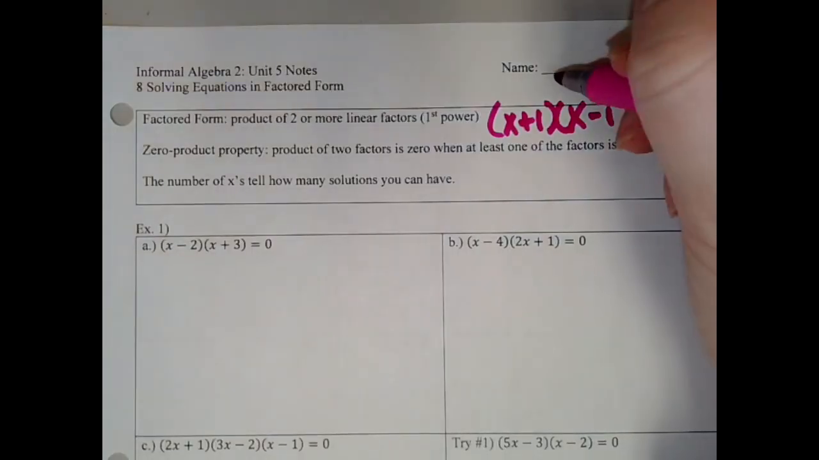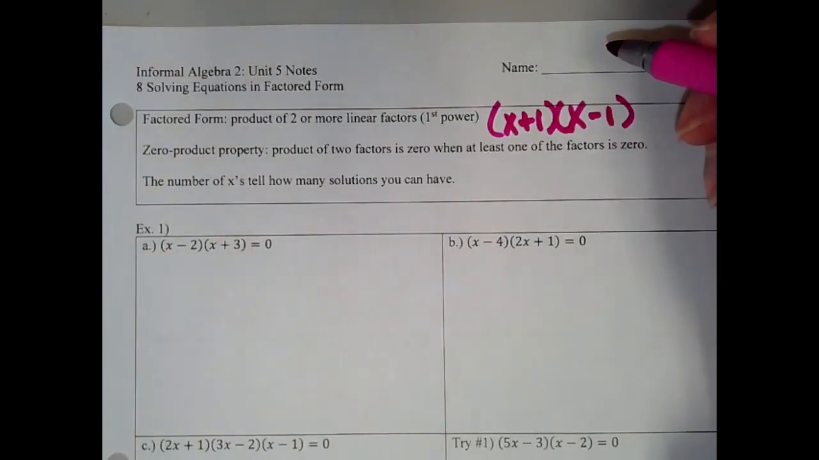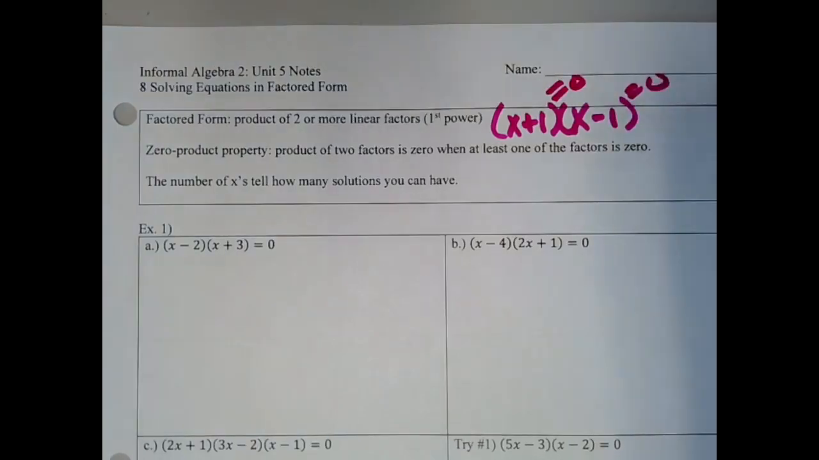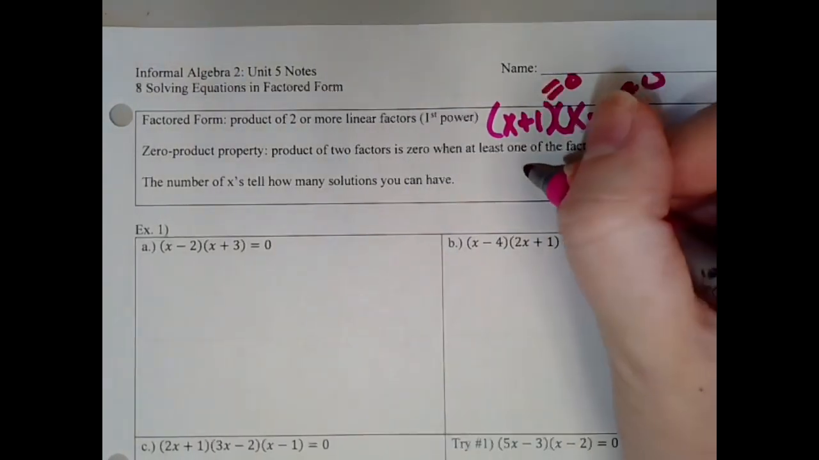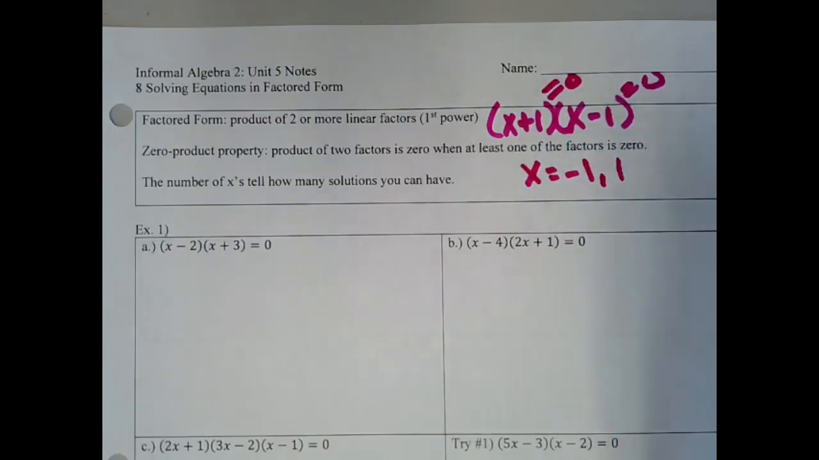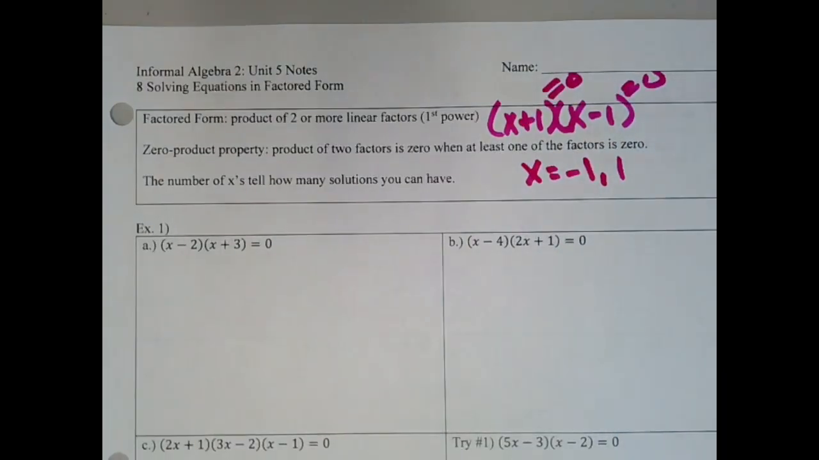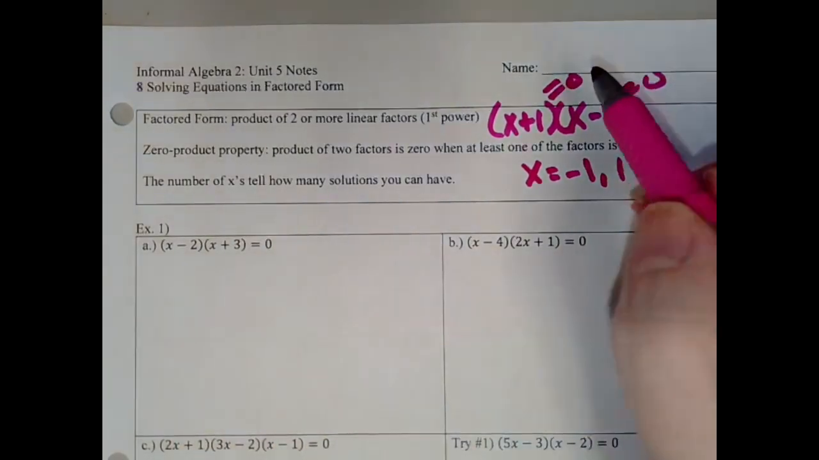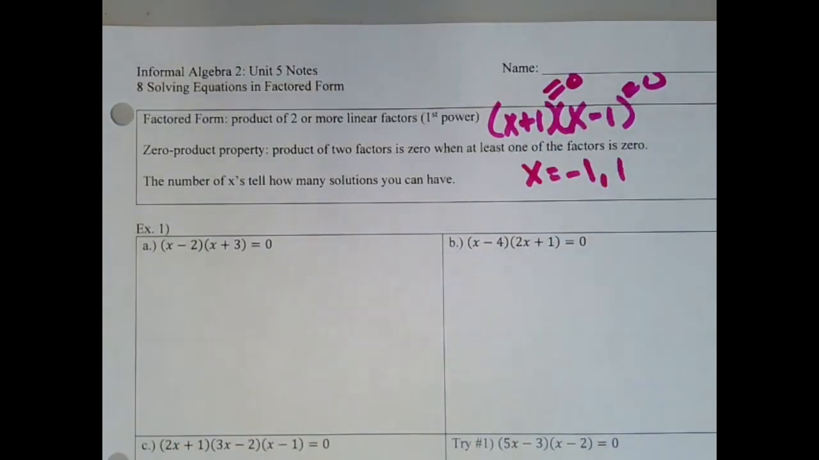The zero product property says the product of two factors is 0 when at least one of the factors is 0. So that means if I want to find the solutions, I'm going to have to set each one equal to 0. That gives me x equals -1 and x equals +1, which I'll show you how to do in example 1. The number of x's tell you how many solutions you have. So you can see you had two x's, we had two solutions.